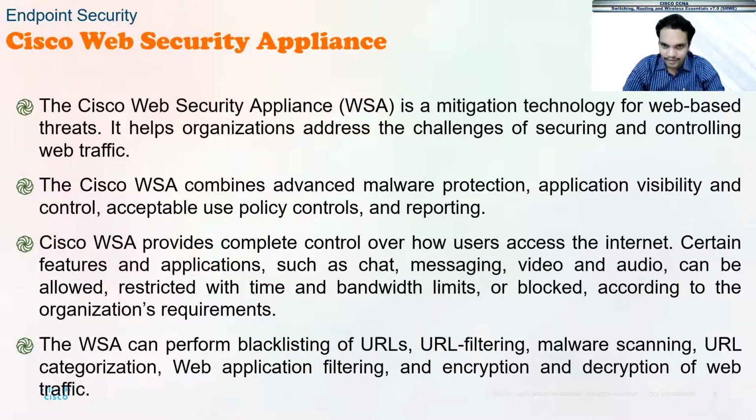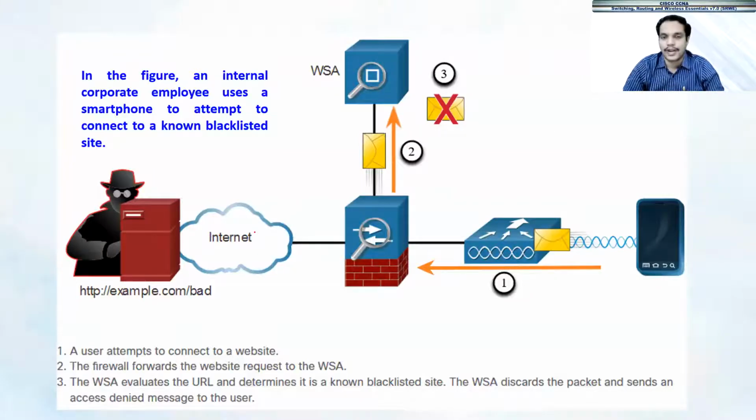So once again, if you check out this particular diagram, let us say there is a fraud website, or a user is trying to connect to that particular website using his mobile phone. All of that is forwarded to the WSA. Then the WSA evaluates the URL entered by the user, and it determines whether it is a known blacklisted site or not. It can also do other things. As I told you, it has many features attached to it.